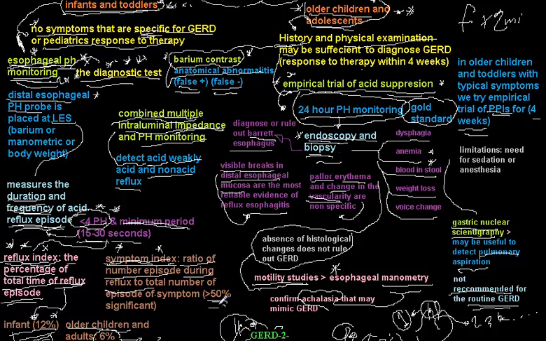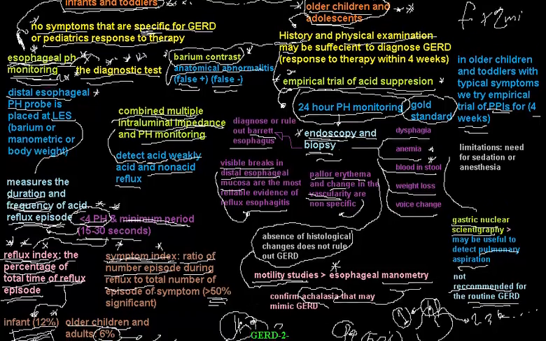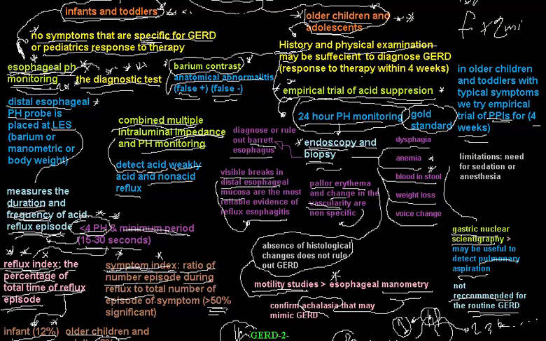If we have more than 50% concordance between the reflux and symptoms, then this is a significant measure and we have to take care of it. So this is the gold standard to diagnose gastroesophageal reflux disease. Okay, now let's move to the other case.